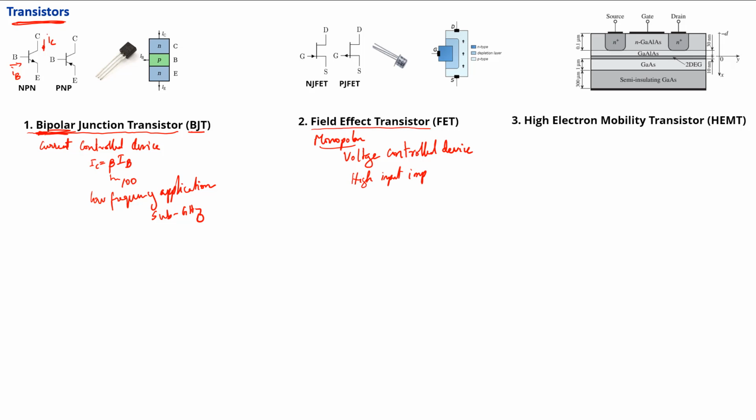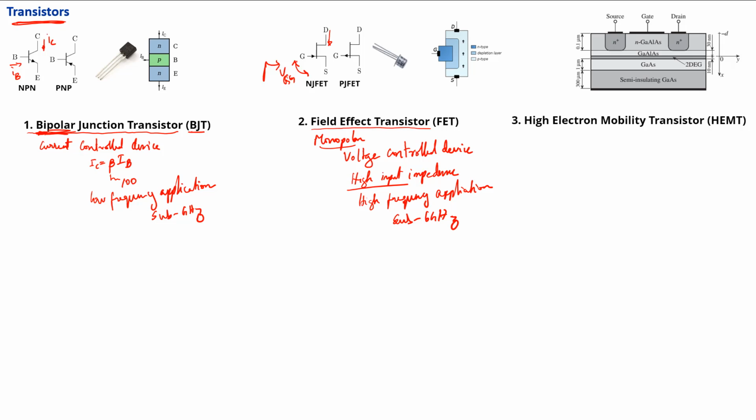Being voltage controlled, the current through the drain is controlled by the voltage VGS, rather than the current that flows through the gate. So it's going to be a high impedance device. What we are looking into here is going to be a high impedance. It has fast switching speeds, and so can be used for high frequency applications. High frequency here means it can be used for sub-6 gigahertz, beyond 1 gigahertz frequencies.